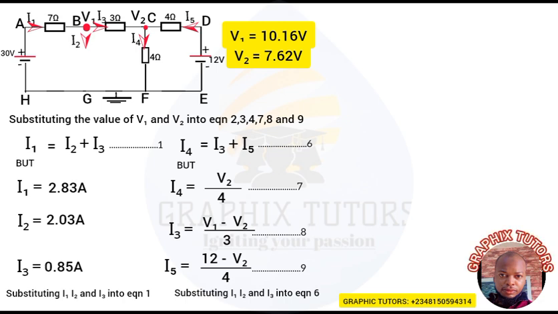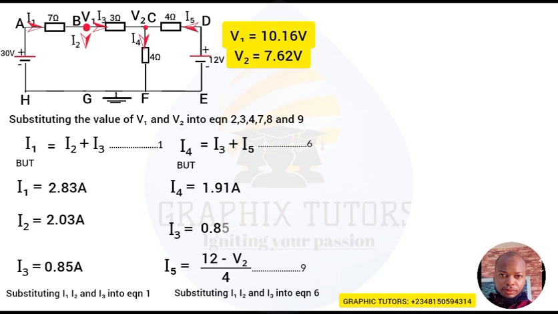So we move forward. You also substitute your value of V2 equals 7.62 into equation 7. So we know that my I4 is in equation 7, and that's given as what? V2 over 4. And V2 is 7.62 divided by 4. That will give us what? 1.91 ampere approximately. So you will now substitute also V2, which is 7.62, into equation 8. I don't have to waste my time with that because it's the same value as equation 4. We've checked, the same value.